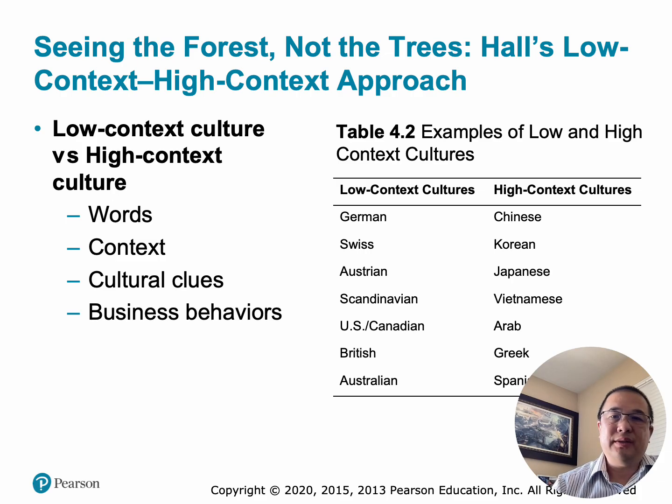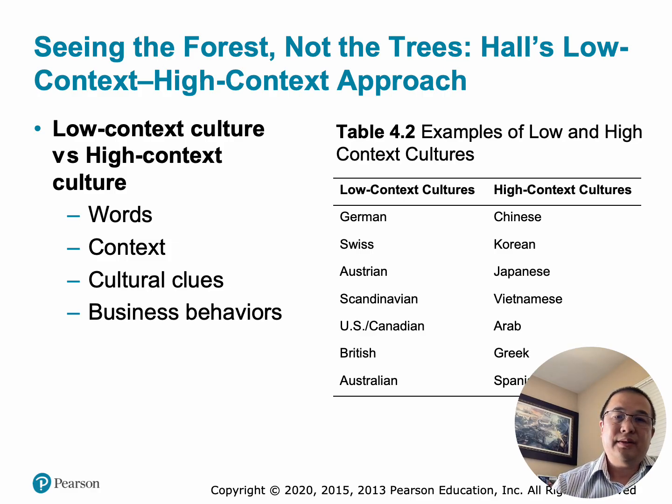This explains Edward T. Hall's idea of low context versus high context cultures, which describes how people communicate and understand meaning in different societies. The main idea here is that different cultures communicate in different ways. Low context cultures rely mostly on clear, spoken, or written words. High context cultures may rely more on context, relationships, body language, tone, and unspoken understanding. The title, Seeing the Forest, Not the Trees, means some cultures focus mainly on explicit details, the trees, while others focus on the overall situation and relationships, the forest.